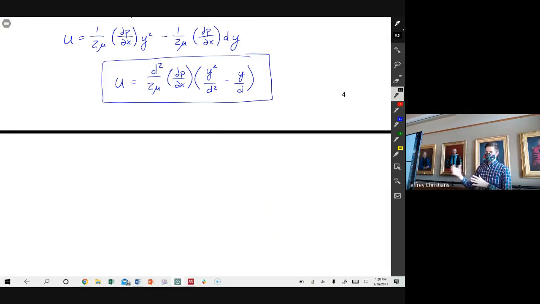You probably ran out of space on that sheet, so if you did and you need a new sheet, grab a new paper.